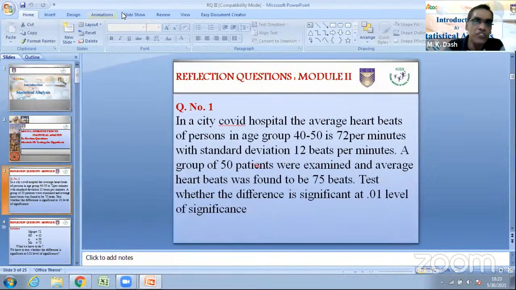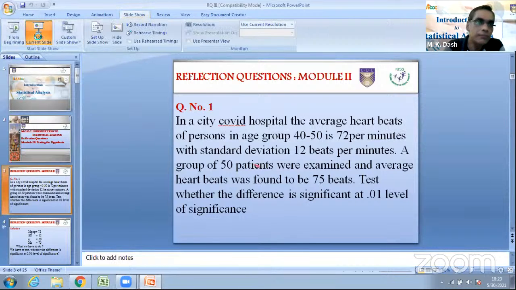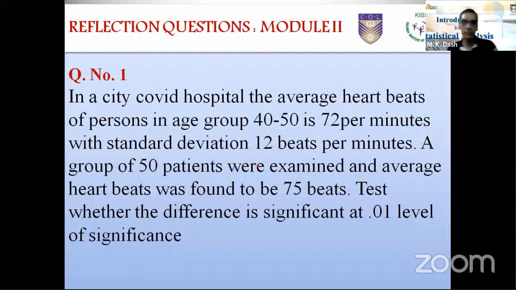Testing of a hypothesis. Reflection question 3. Look at reflection question 3. One or two things I would like to tell you. This is the first question. All the reflection question 3 are from module 3. The module 3 concept was testing the hypothesis.